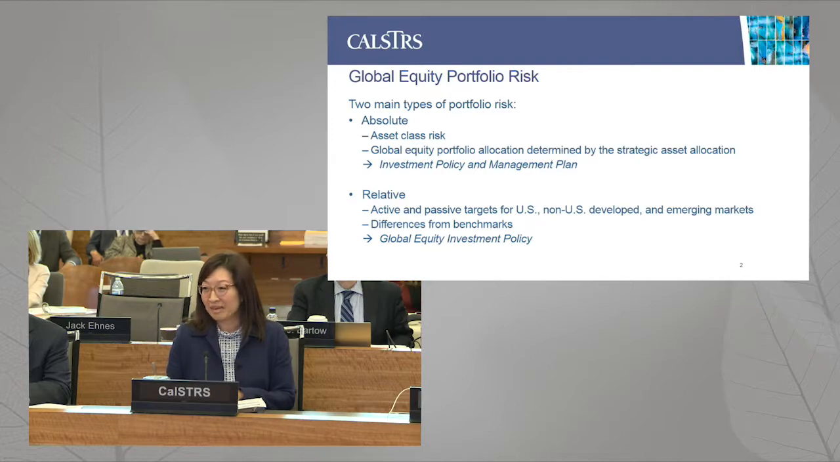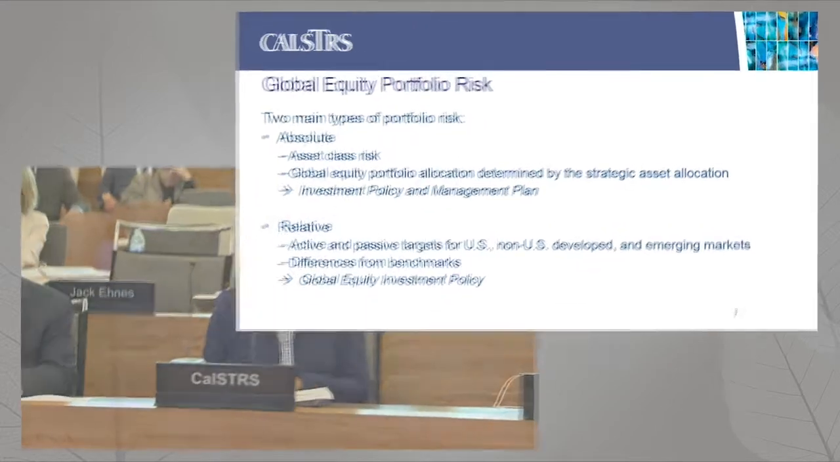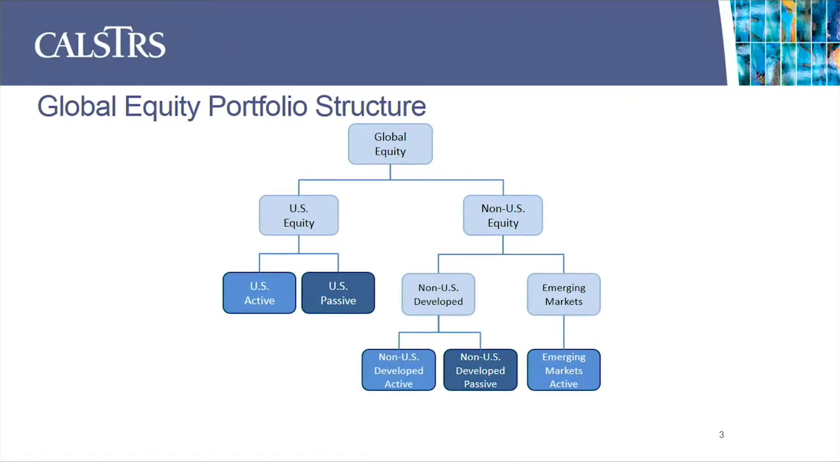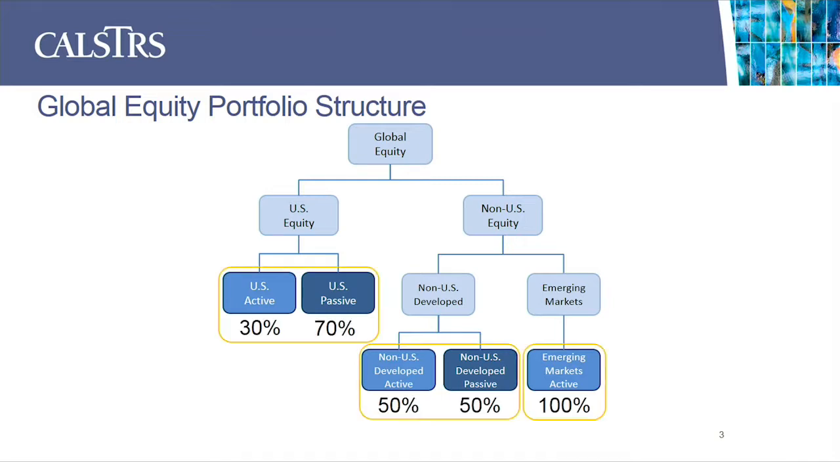Our benchmarks are set by the global equity investment policy. And if we look at this slide, this is a picture of the global equity structure for CalSTRS. It's divided into two main sleeves, U.S. and non-U.S., active and passive. And our policy mandates active and passive targets of these numbers: 30% active, 70% passive in US, 50-50 in developed markets, 100% active in emerging markets.